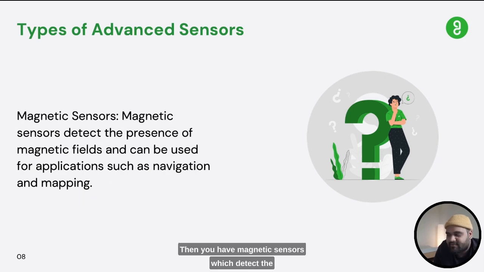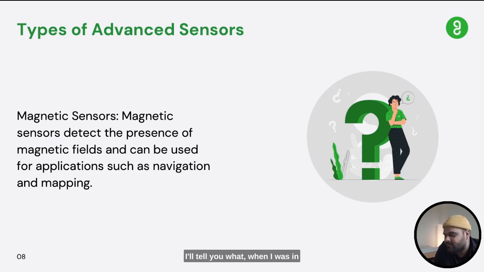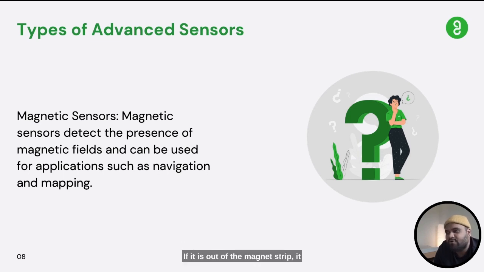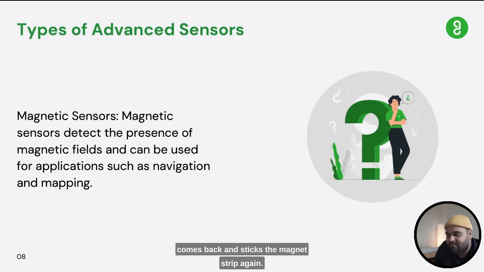Then you have magnetic sensors, which detect the presence of a magnetic field and can be used for applications such as navigation and mapping. I'll tell you what: when I was in Coimbatore, there's a very good robot restaurant. I don't remember the name, but the restaurant has robots to deliver food. The way they work is they have a lot of magnets attached to the floor. The robot senses the magnet and starts following the magnet strip. If it goes off the magnet strip, it comes back and sticks to the strip again.